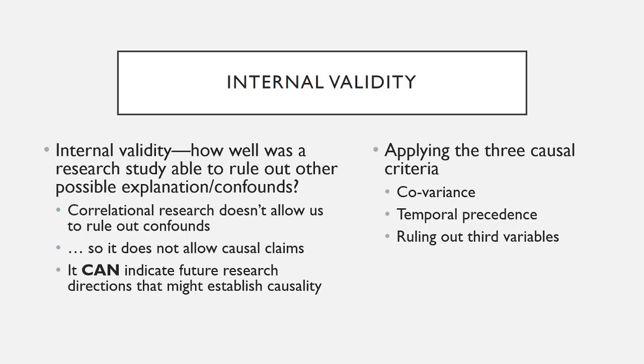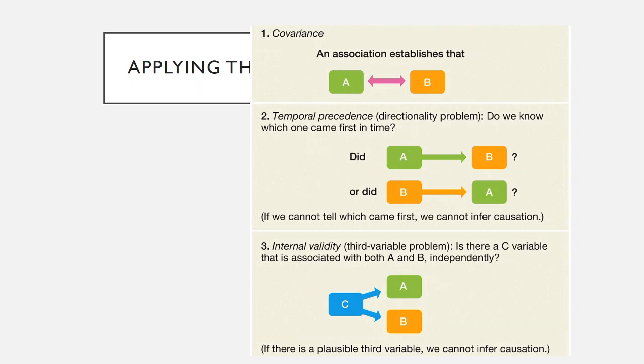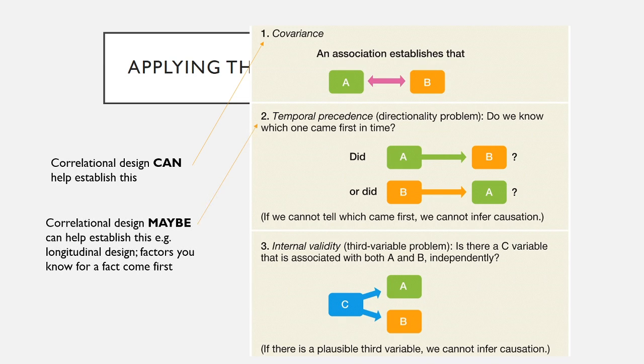This failure of internal validity is really the only reason correlational research can't necessarily get us over the hump of being able to make causal claims. Right, so correlational research absolutely can help us preliminarily identify that variables are changing together, which is a necessary criteria for causal claims. This temporal precedence piece, well, not necessarily, but it actually can. Correlational research actually can, depending on the paradigm, help you establish temporal precedence.